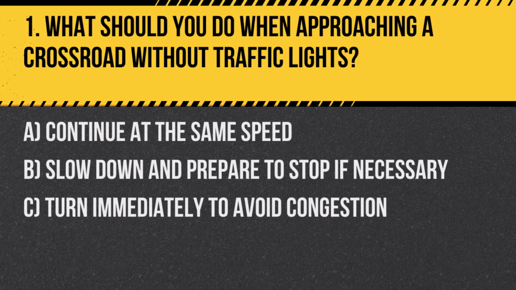Question 1. What should you do when approaching a crossroad without traffic lights? A. Continue with the same speed. B. Slow down and prepare to stop if necessary. C. Turn immediately to avoid congestion. Answer. B. Slow down and prepare to stop if necessary.